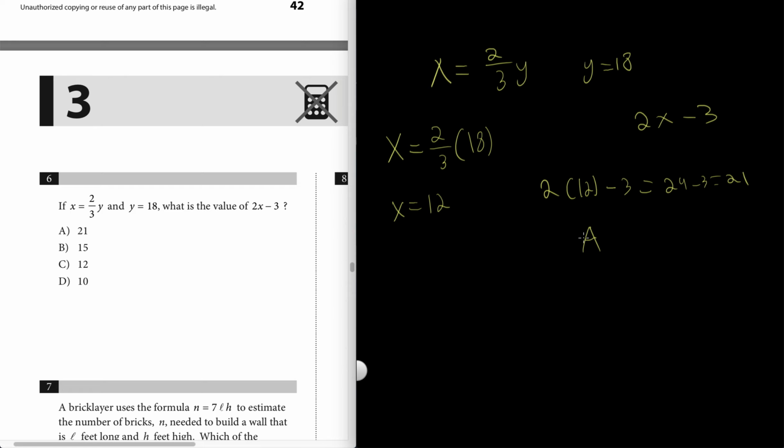So you got to be careful with these questions. You have to go back and see what they're actually asking, because it's very tempting to just pick 12 once you solve for x. But you have to remember that they're asking for 2x minus 3, not for just x.